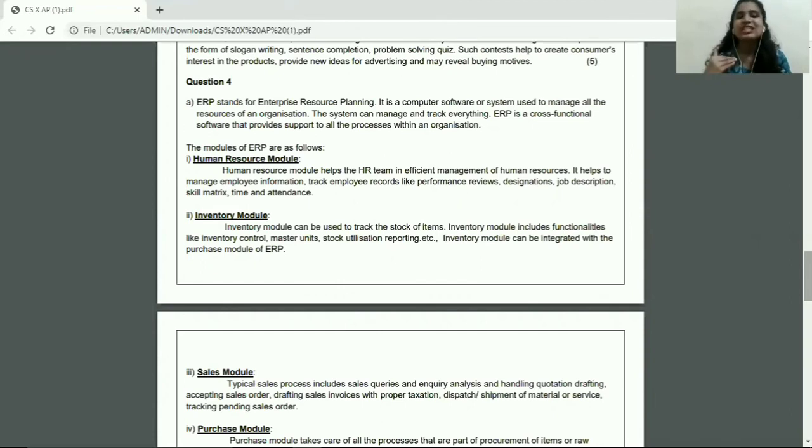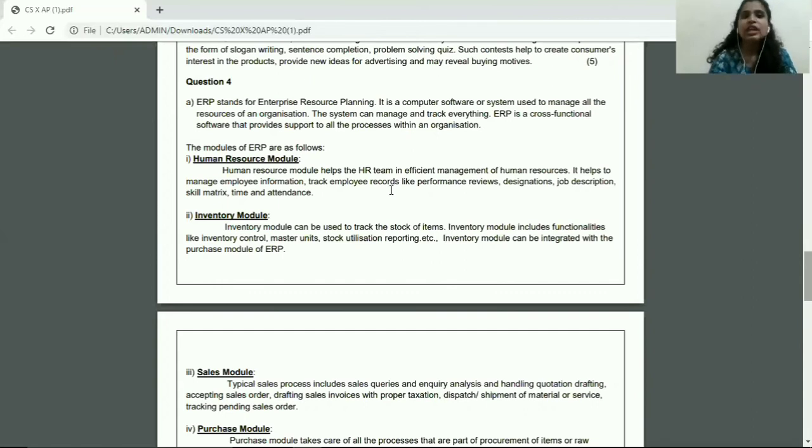First of all, since the first part of your question asks you for the meaning of ERP, write the meaning of ERP. But limit it to 2 or 3 sentences only. Don't write a huge paragraph on it, because you have to also attempt the second part of that very question, right? So ERP stands for Enterprise Resource Planning. It is a computer software or a system which is used to manage all resources of an organization. Yes, even if you write that much, it's more than enough.